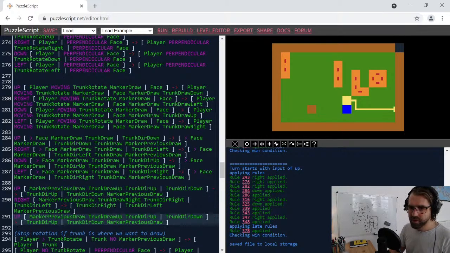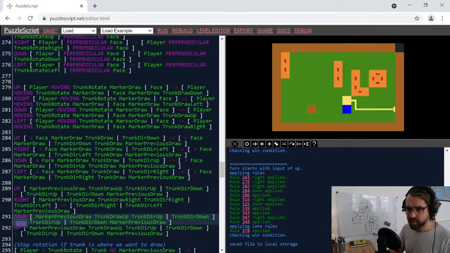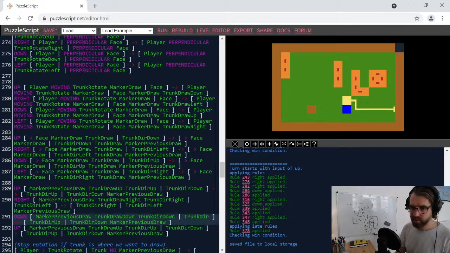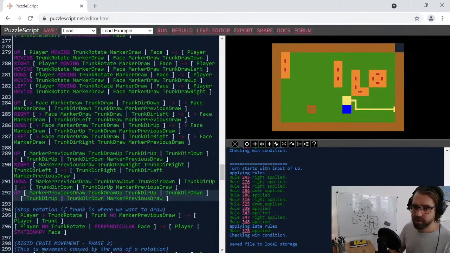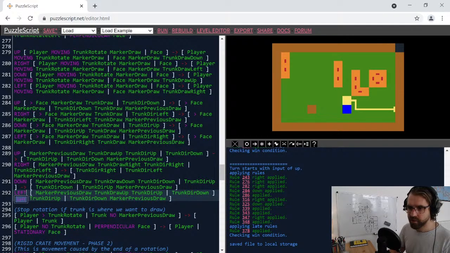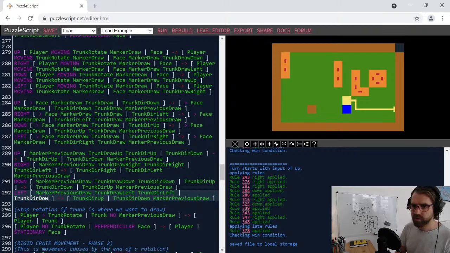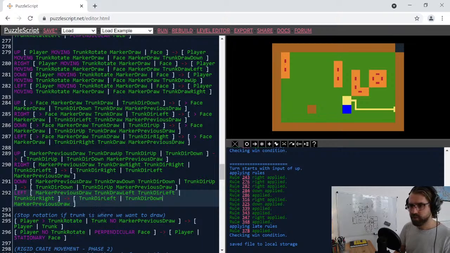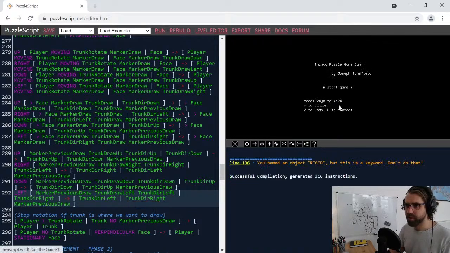Then down. So this is going to be down, down, up, down, up. Sounds like a cheat code. Down, down, up, down, up. And start. Trunk draw. So then this is left, left, left, right, left, right. Left, left, right, left, right. And then we see what happens. Probably everything breaks.